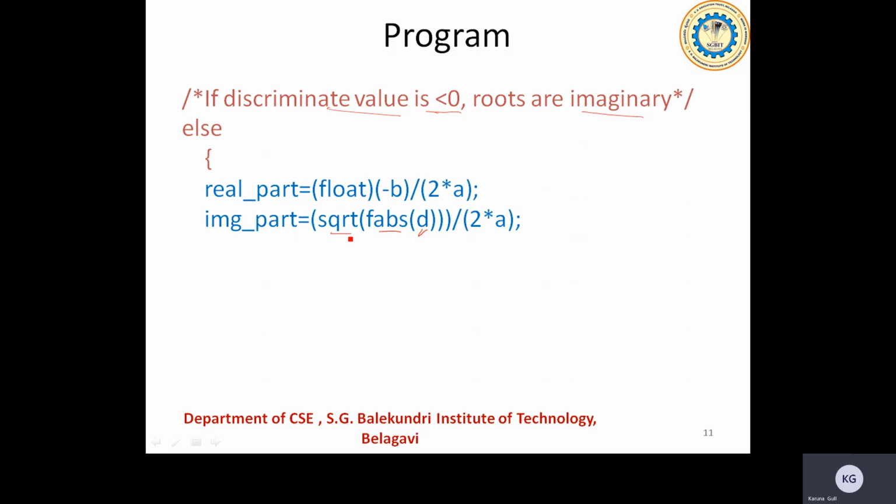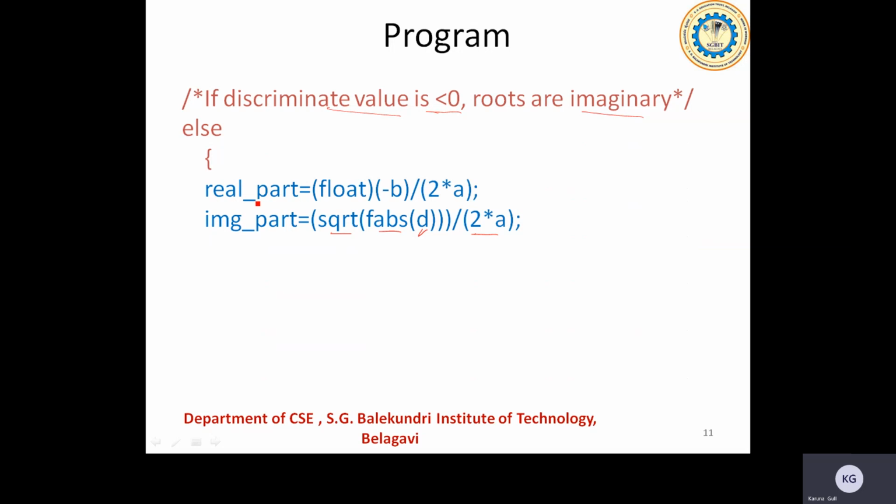So before I go ahead with finding the square root of this d, d is converted into a positive value before I proceed with finding the square root of the given number, or given discriminant. Then it is divided by 2a. So I got the real part separately, imaginary part separately.